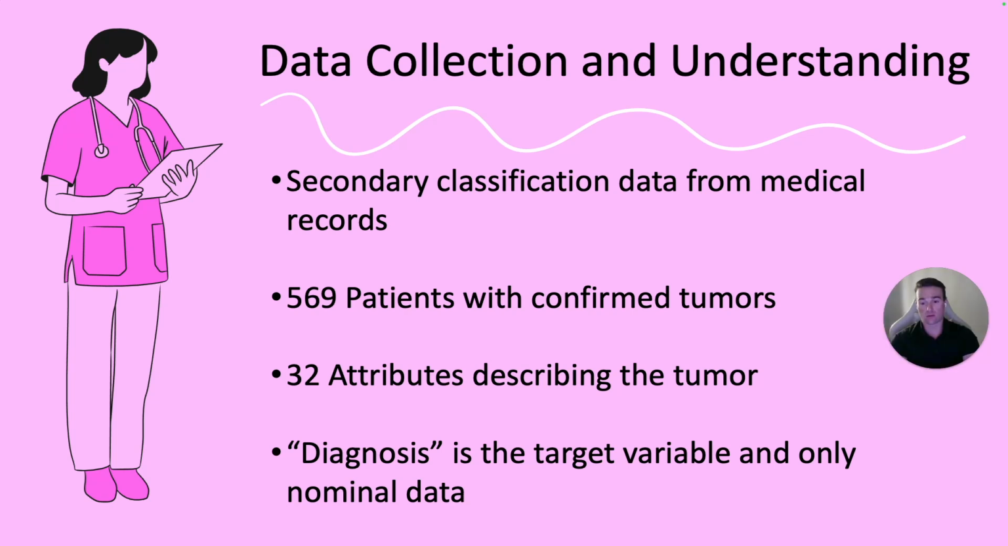The second attribute in the data set was the diagnosis. It's going to be our target variable today, and it is nominal data. It's also binomial. The diagnosis is recorded as either an M for malignant or a B for benign.